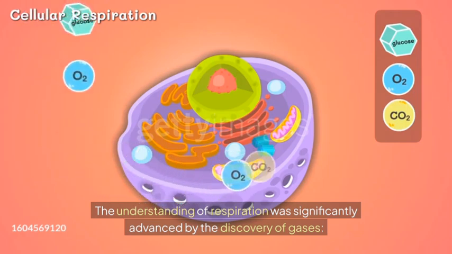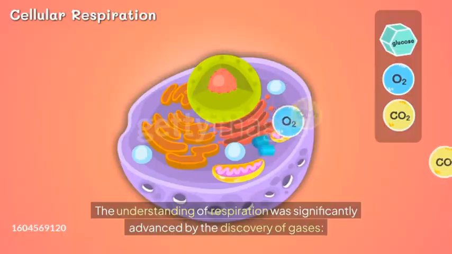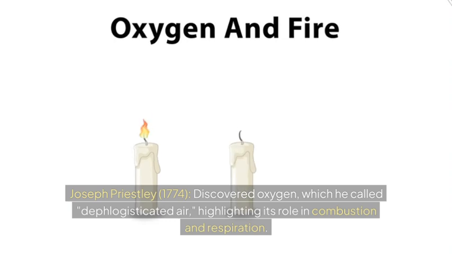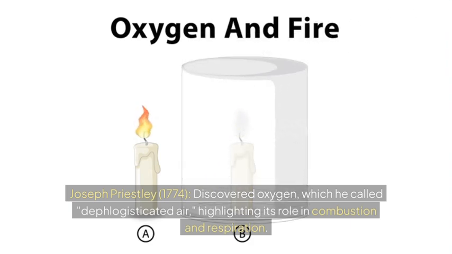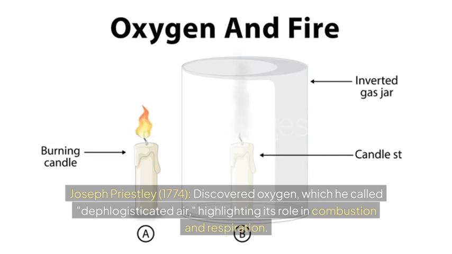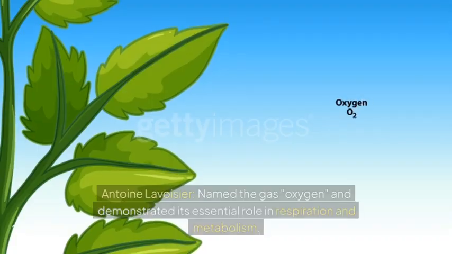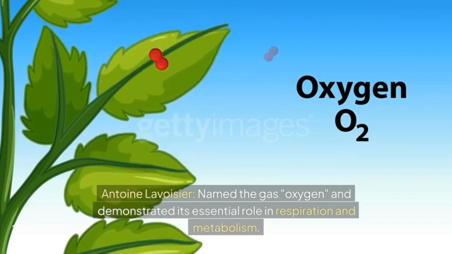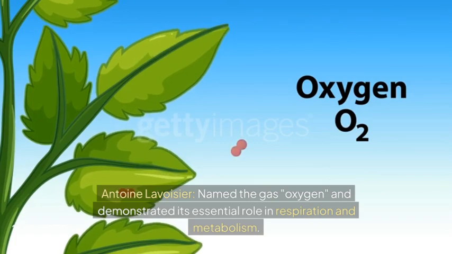Respiration was significantly advanced by the discovery of gases. Joseph Priestley, in 1774, discovered oxygen, which he called dephlogisticated air, highlighting its role in combustion and respiration. Antoine Lavoisier named the gas oxygen and demonstrated its essential role in respiration and metabolism.